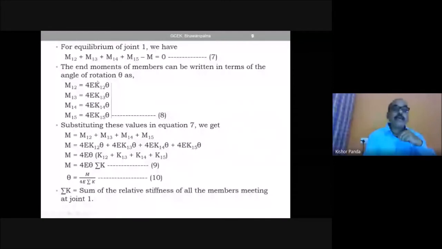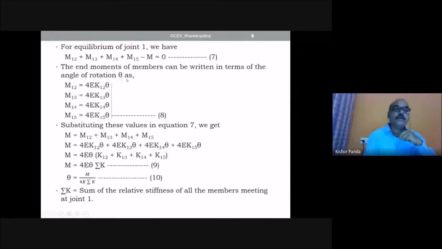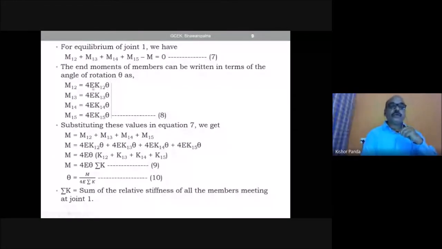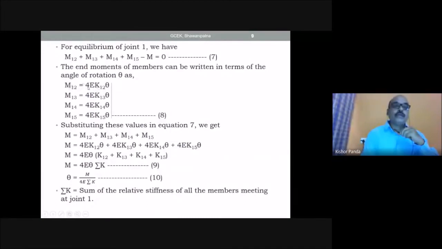Then the end moments of the members can be written in terms of the angle of rotation. You can write the end moments M12, M13, M14, M15 as per the rotation. You know that it is 4EIθ/L, the moment generated due to rotation. I/L is equal to K, the relative stiffness of the member. So M12 is equal to 4E K12 θ, where K12 is equal to I12/L12.